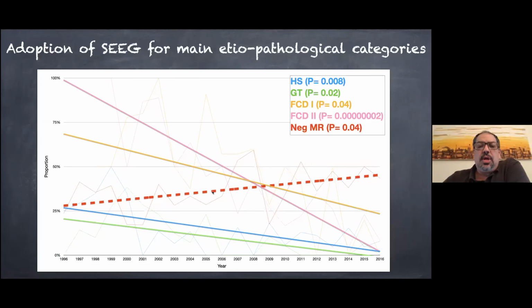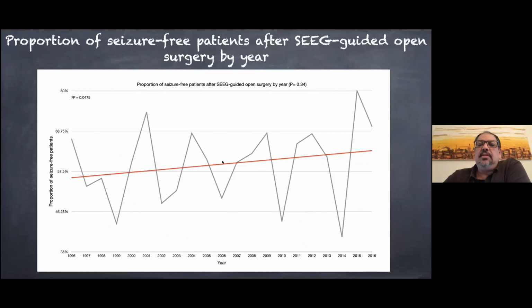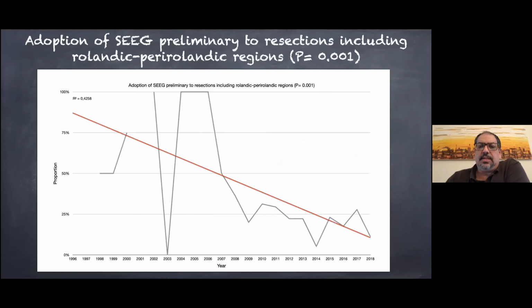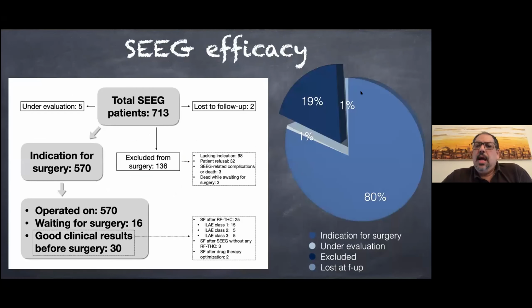Instead, we use SEEG more and more for MRI-negative cases. And despite this, the results are getting better throughout the years. This could be surprising for some of you. We use less and less SEEG in eloquent cortex. For example, this is the use of SEEG throughout the years at our center in the Rolandic and peri-Rolandic region.